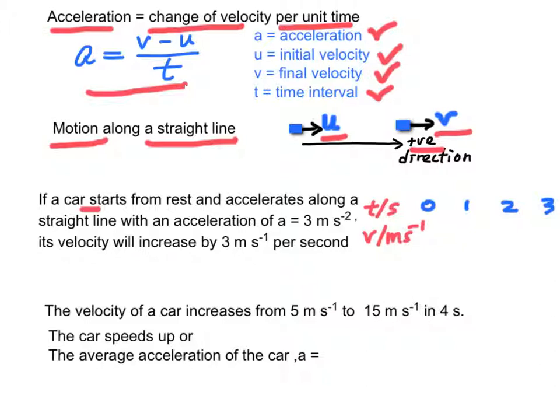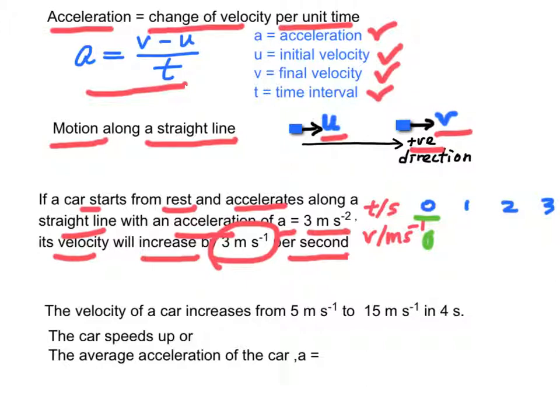If a car starts from west and accelerates along a straight line with an acceleration of a equal to 3 meters per second squared, that means the velocity of the car will increase by 3 meters per second every second. When t is 0, v is 0; t is 1 second, v becomes 3 meters per second; t is 2 seconds, v becomes 6 meters per second; and when t is 3 seconds, v becomes 9 meters per second.